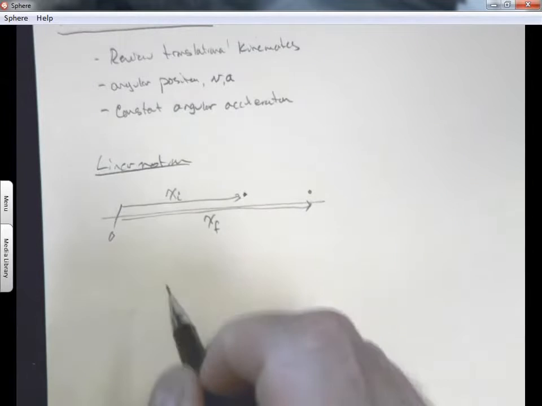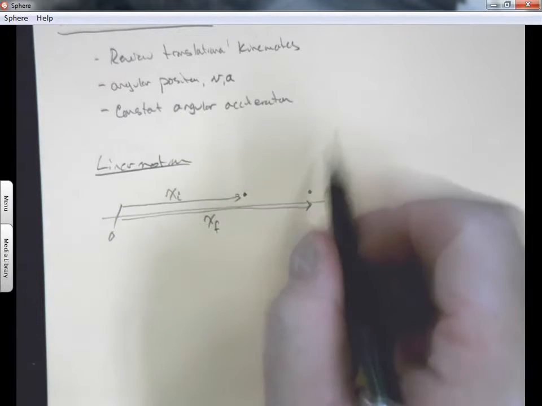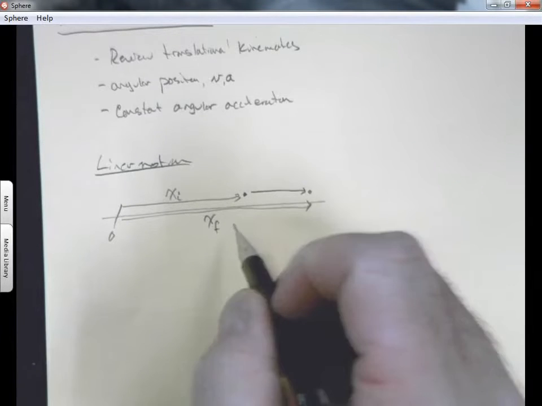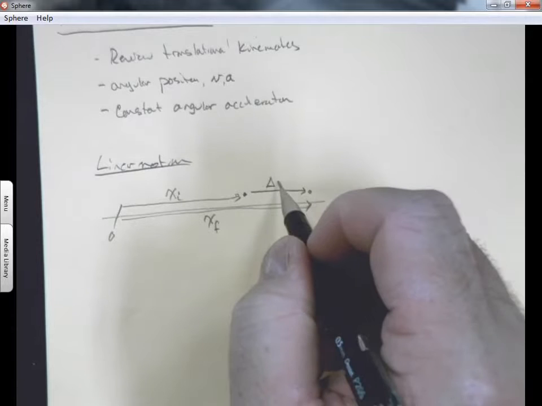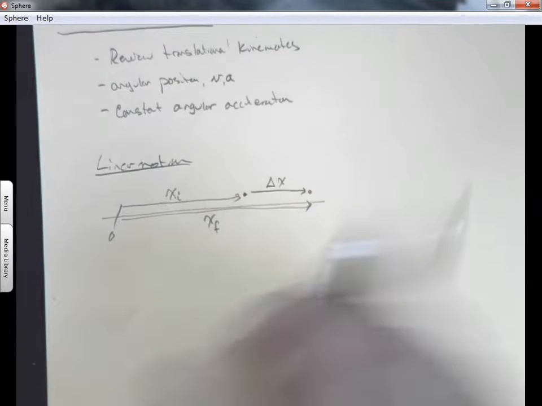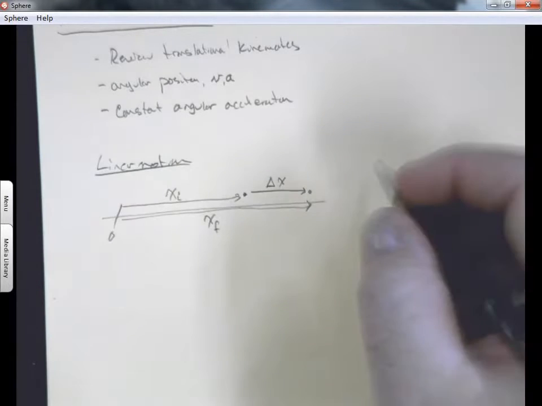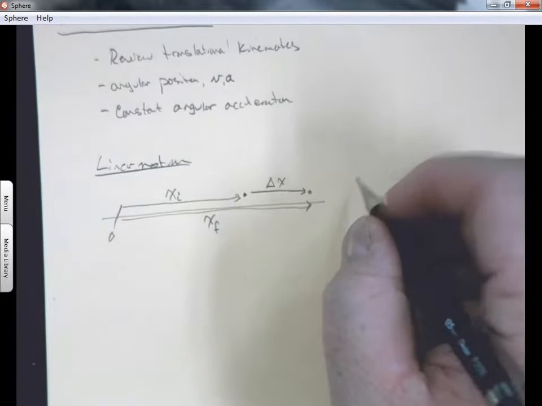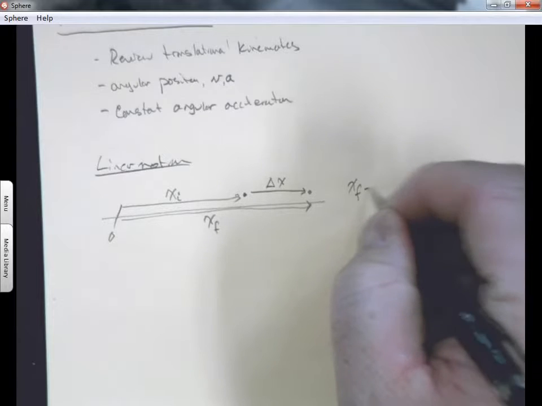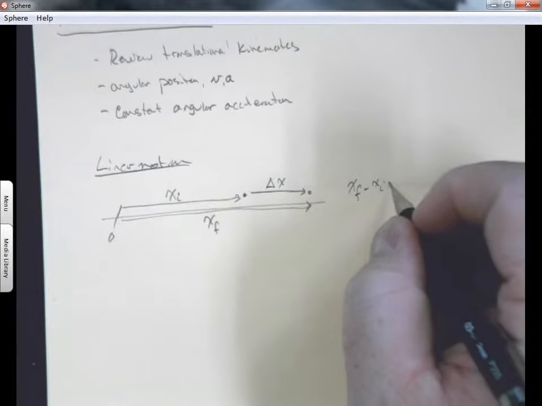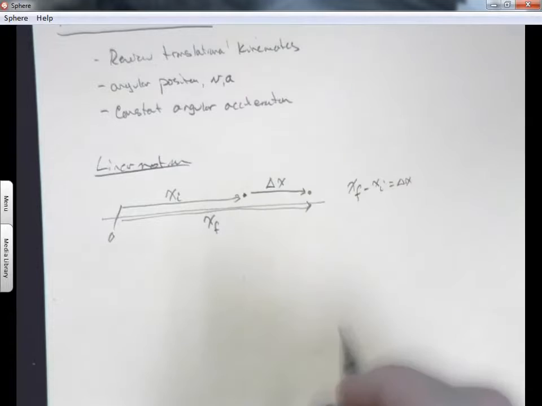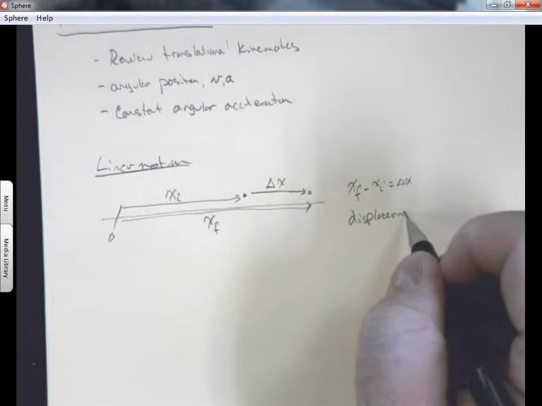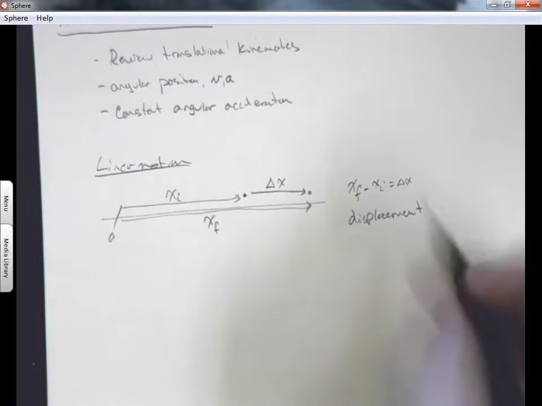And then if this moves out to a point over here, it has a final position, x final. This change in its position we're going to call delta x, our change in position. This here is our definition: x final minus x initial equals delta x, and that is our definition for displacement. All right, so there's a displacement.